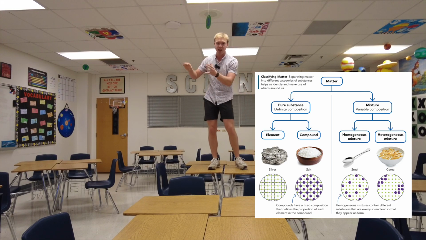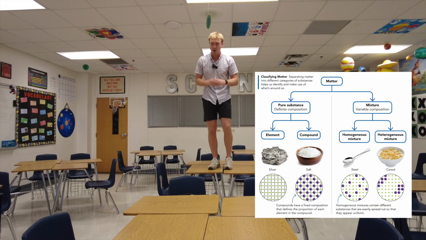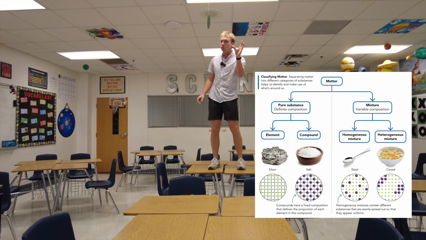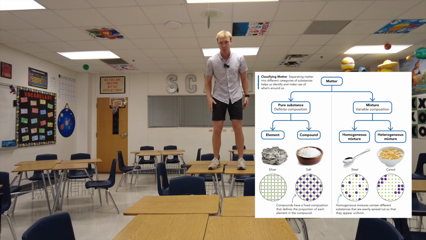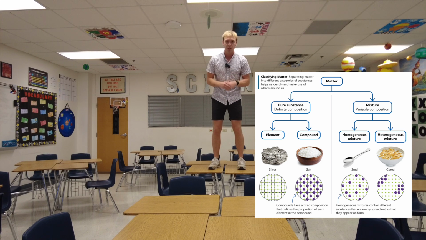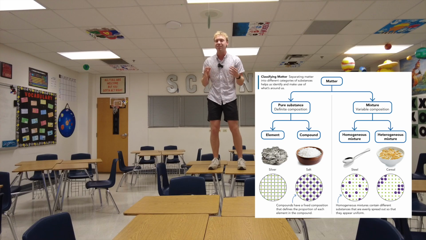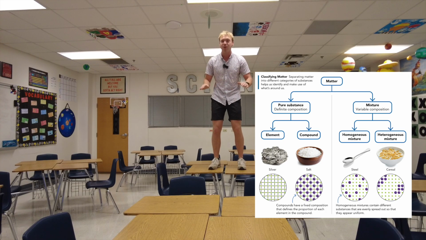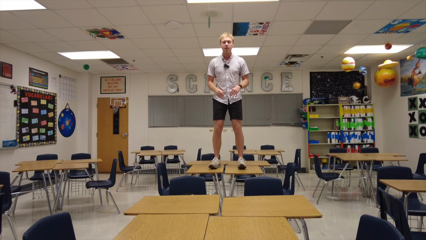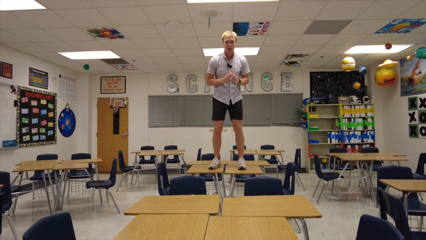Then we look at the other side and we have mixtures. All right, we have two types of mixtures, homogeneous mixtures and heterogeneous mixtures. Our homogeneous mixtures look the same throughout, they're uniform in composition. Our heterogeneous mixtures look different throughout, and they are non-uniform in composition, okay? This is how you can classify matter.